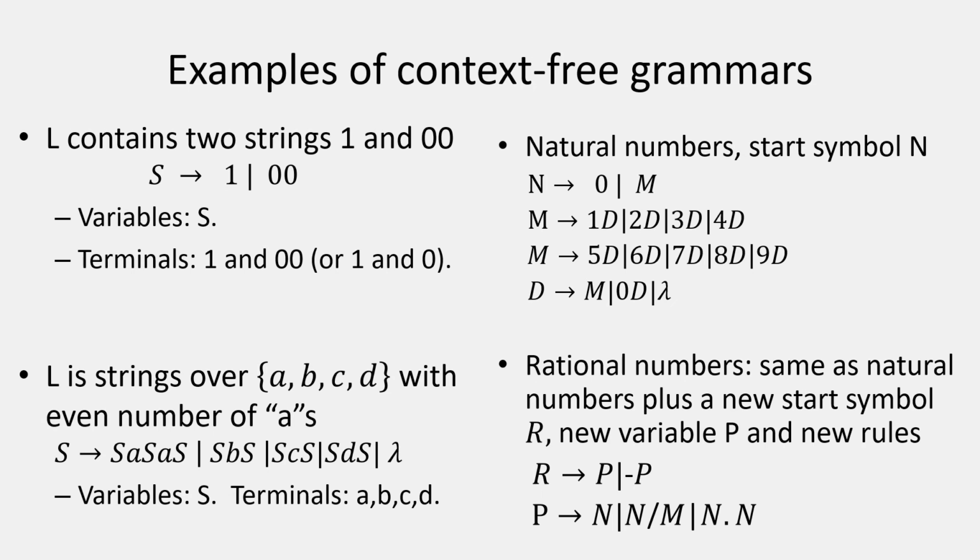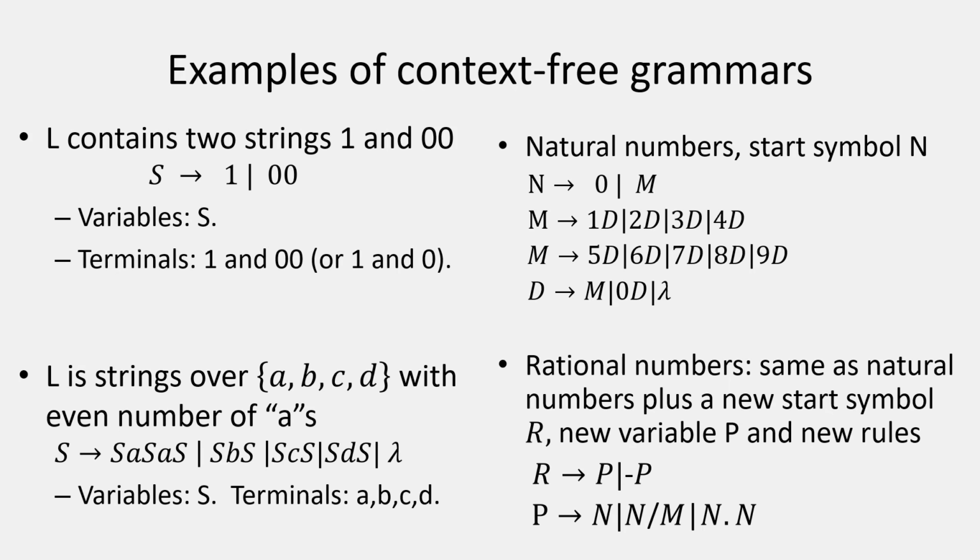For example, how do you derive the number 102? You apply the first rule: N goes to M. Then you apply the second rule: M goes to 1 followed by D. Then D goes to 0 followed by D. Then D goes to 2D, and here D finally goes to the empty string. So try doing it yourself and you will see how it works.